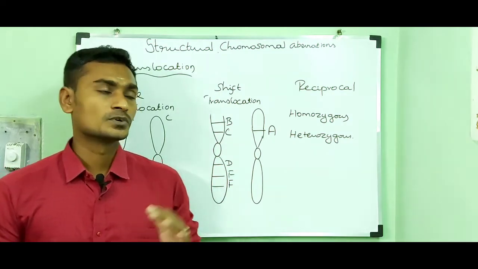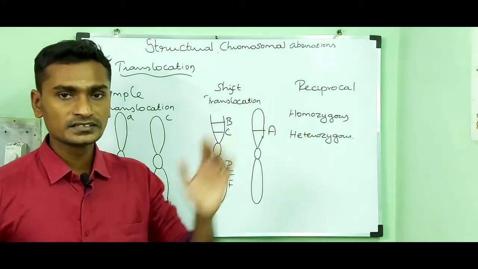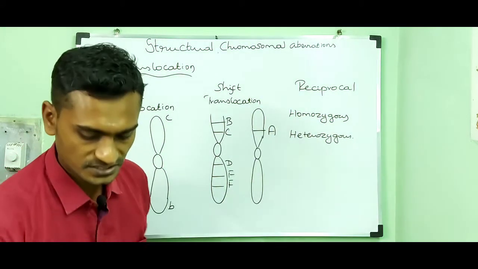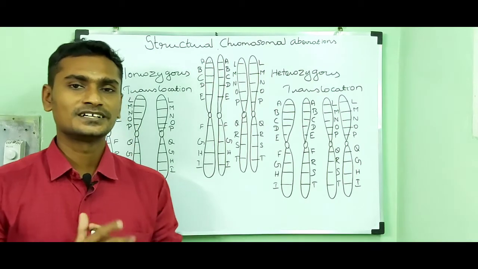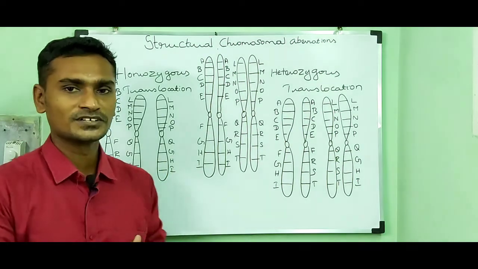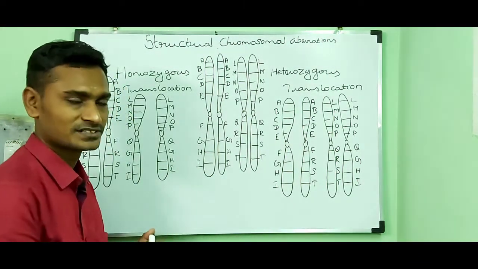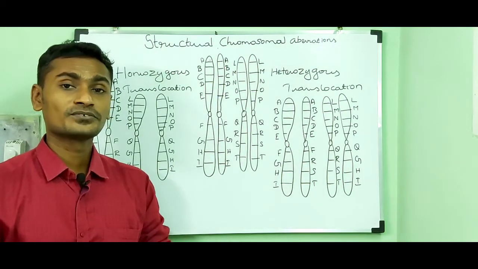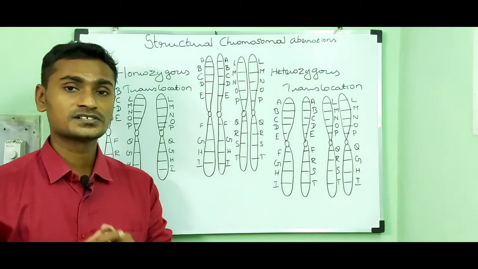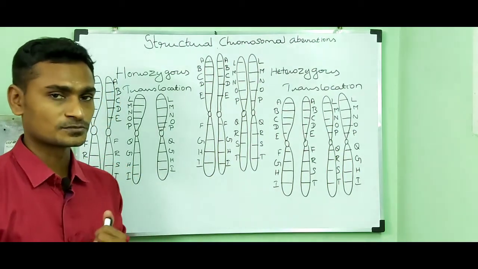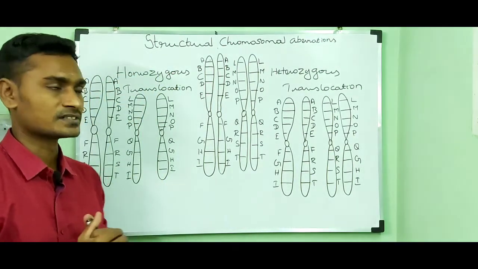Now I am going to explain the two types, homozygous translocation and heterozygous translocation. Here I have drawn a diagram of chromosomes. This diagram shows two pairs of normal homologous chromosomes. Then I am going to explain homozygous translocation.